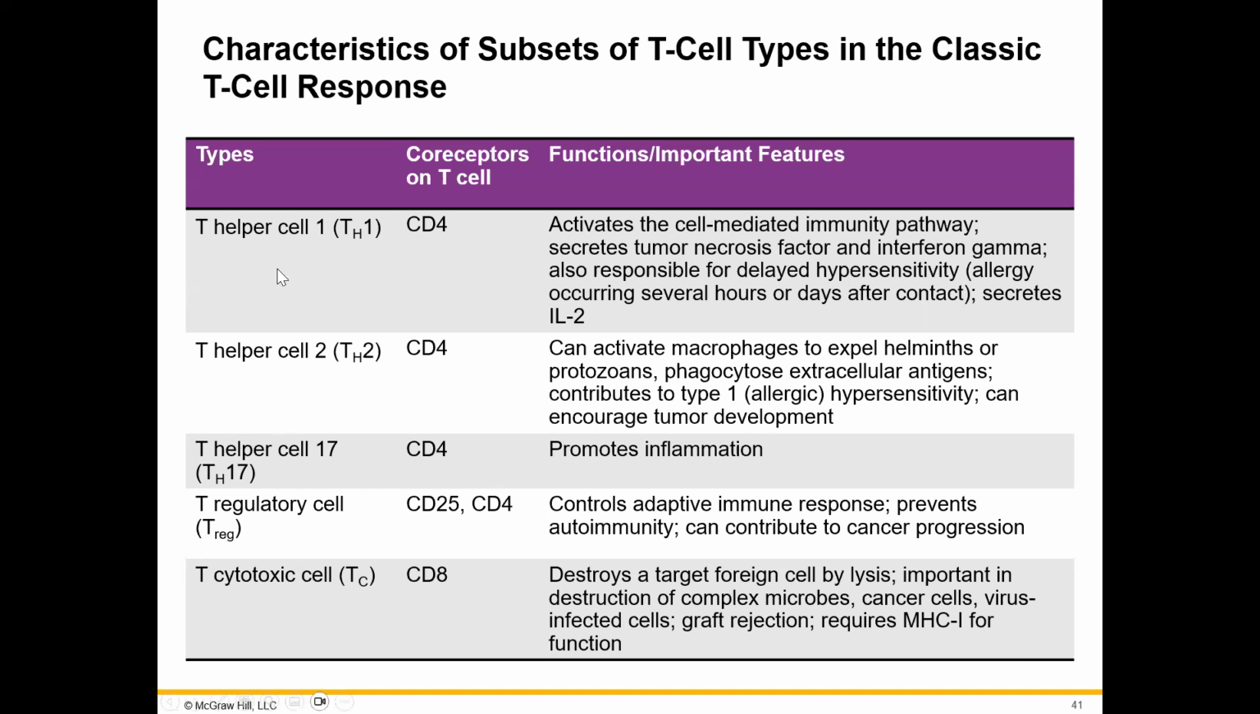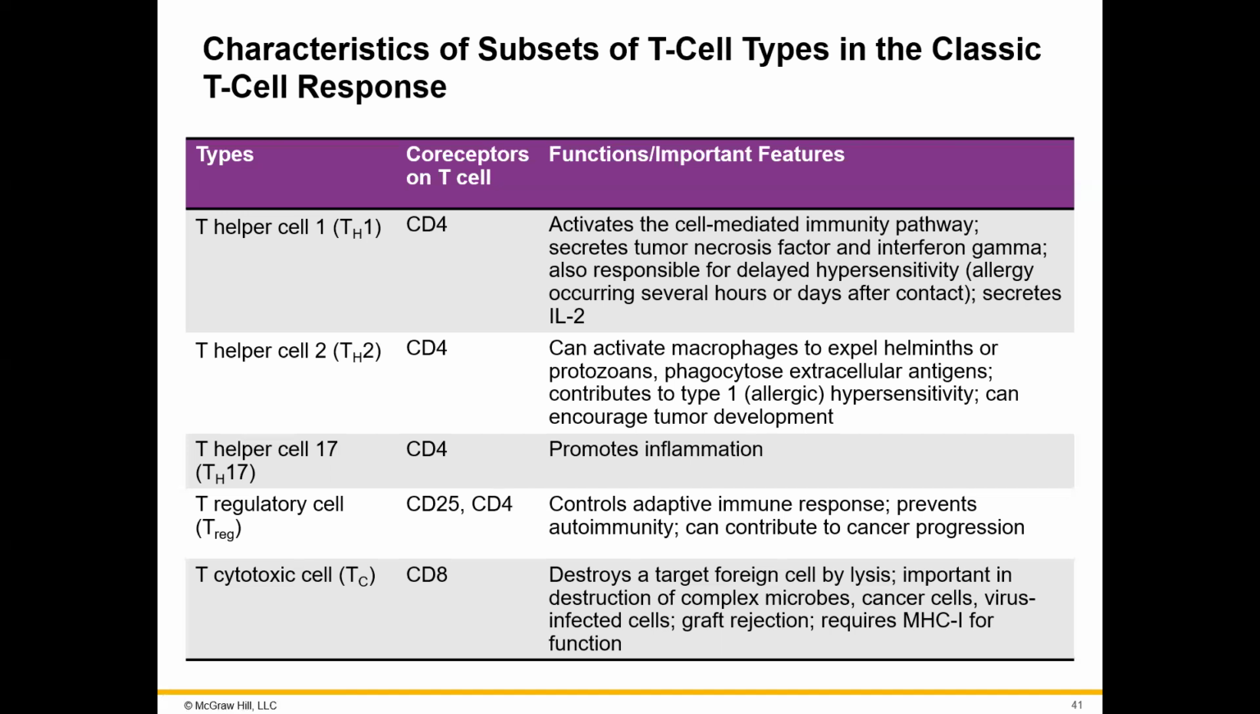CD4, so T helper cell 1, and the co-receptor on the T cell is CD4. Its important features: it activates the cell-mediated immunity pathway. It secretes tumor necrosis factor and interferon gamma. It is also responsible for delayed hypersensitivity, so this would be an allergy that occurs several hours or days after the contact, and it secretes interleukin-2.